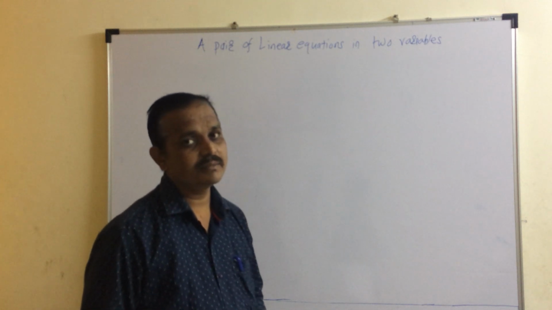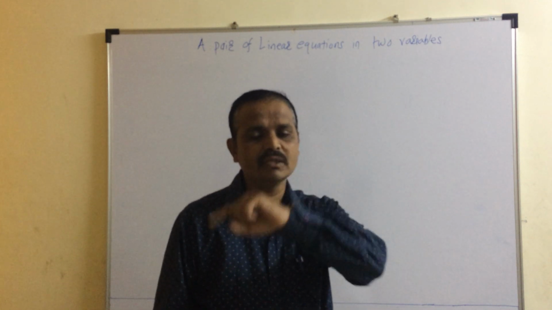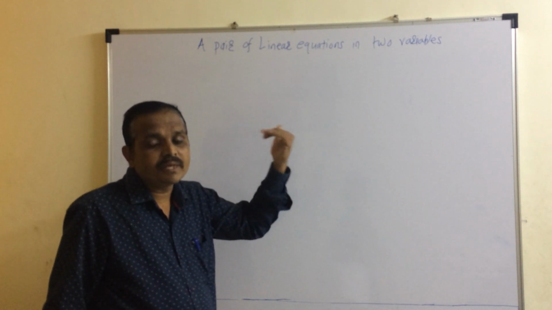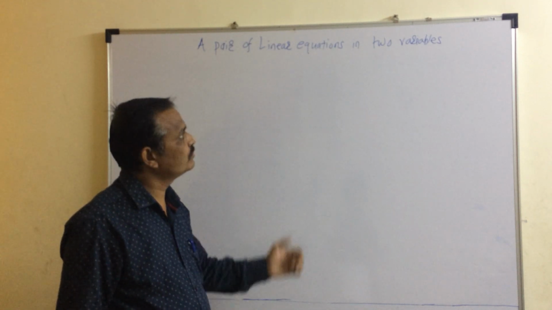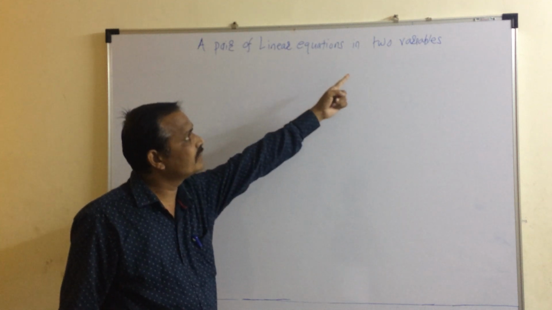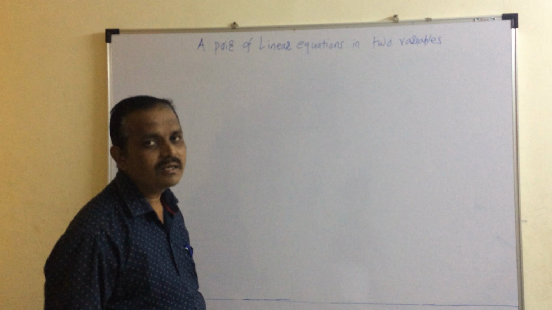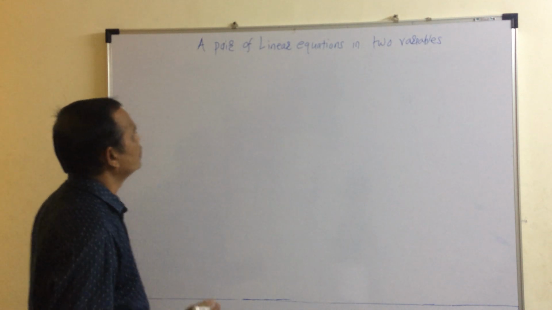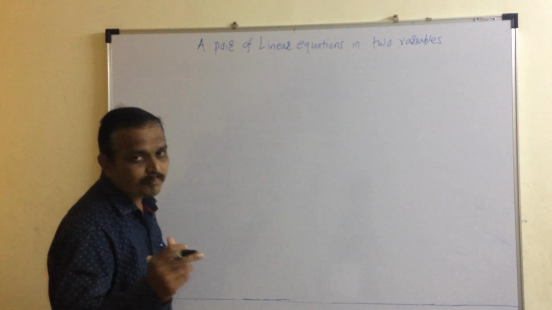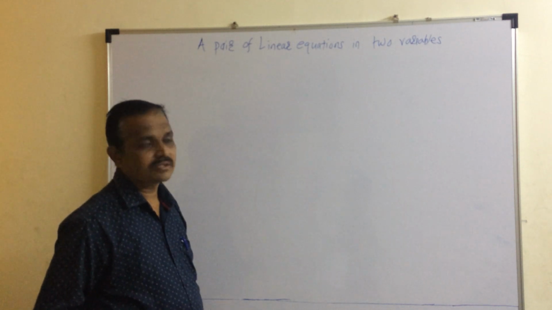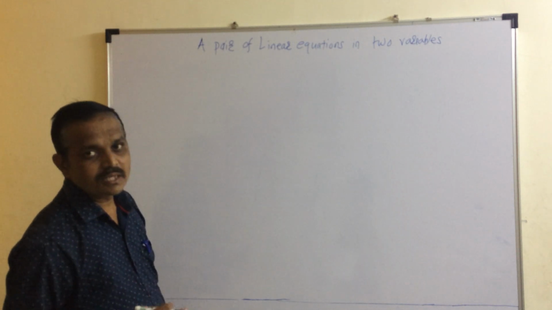Elimination method: in this method we have to eliminate one of the variables, x or y, from the given pair of equations. That is, we have to convert these linear equations in two variables into a one variable equation. So I give some important steps to find the solution by elimination method. Students can note these steps.